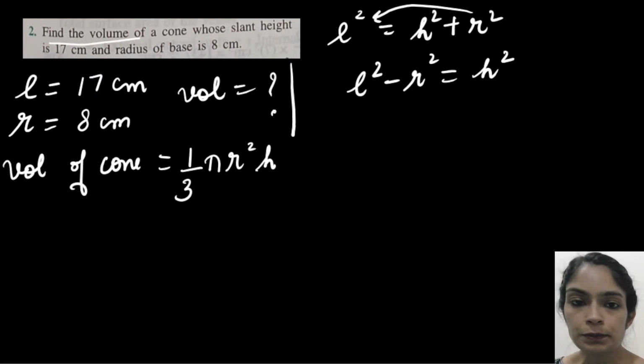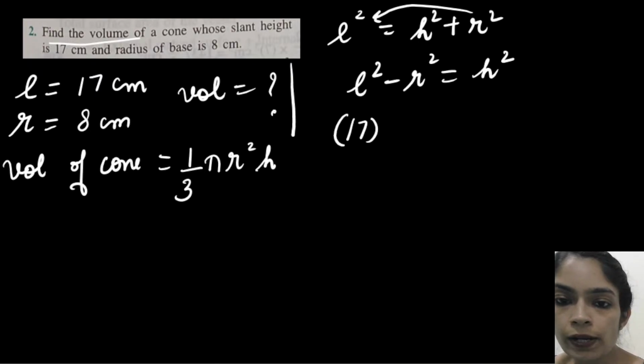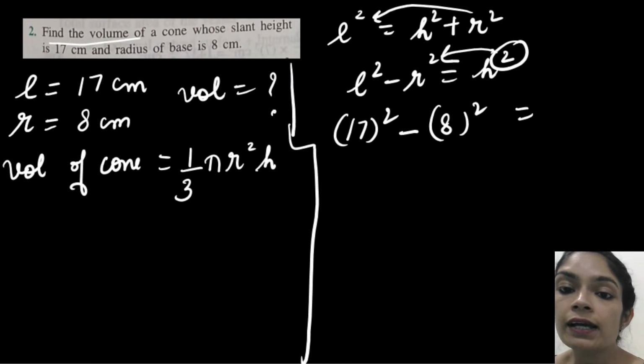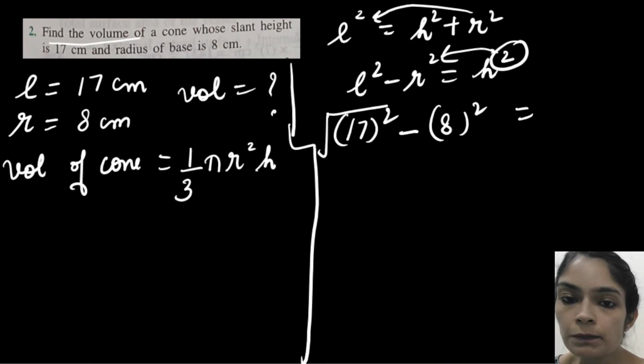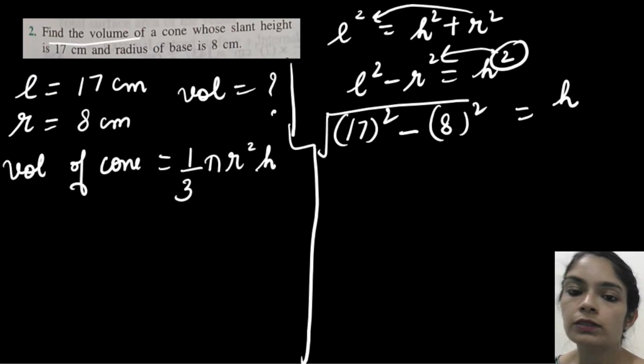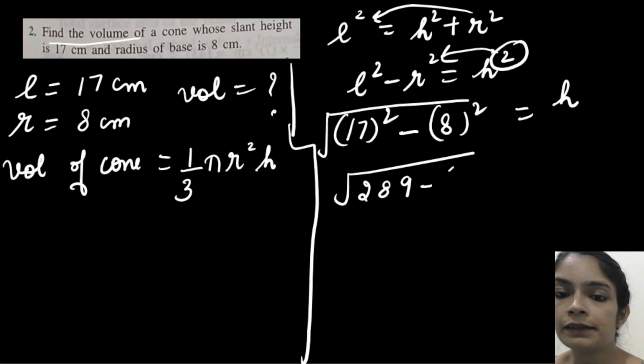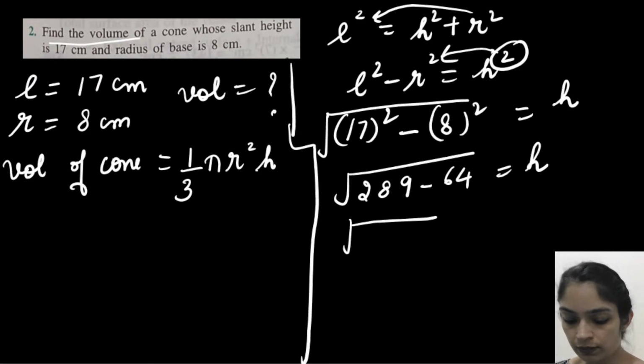So let's substitute the value. L is the slant height, so 17 square minus the radius, which is 8 square. And this square, if we shift it to the other side, it will become square root. So this is equal to H. Now we can simplify this. 17 square is 289, 8 square is 64, is equal to H. Just do its subtraction.